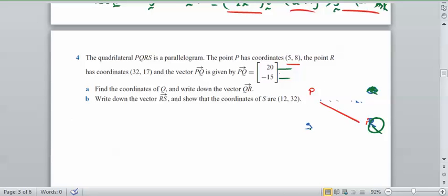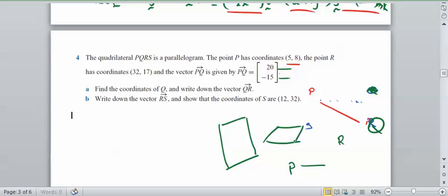I want you guys to tell me. What do you think, Heather? P's bottom left, and R is top right, and Q's here. Now remember that a parallelogram doesn't have to be vertically across. It could be on an angle, sort of like an angle like this. Is that a parallelogram? Could be.